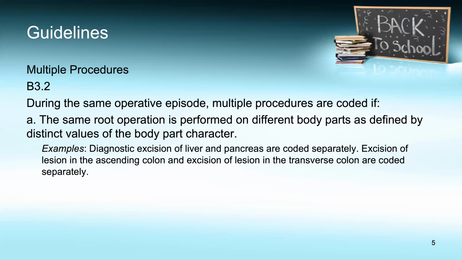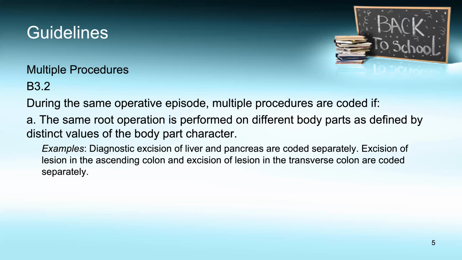So it may be slightly different than what you're used to in terms of your anatomy, because, for example, you might have separate body parts for your lobes of the lung. So if it has its own body part value for one of the individual lobes, then you're going to take that body part value and apply the definition. Did they remove all of that particular body part, in which case it would be a resection? Or did they remove just a portion of that distinct body part, in which case it would be an excision?